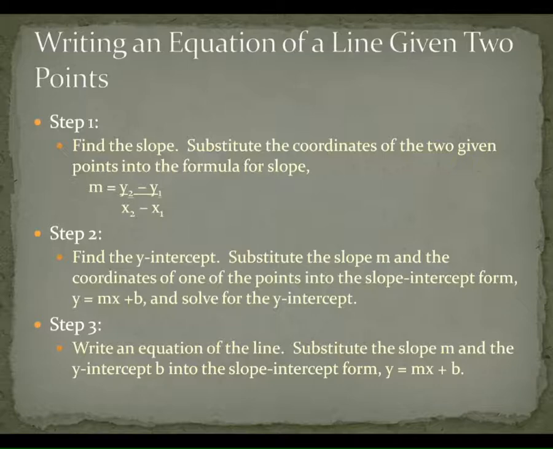In step 2, you find the y-intercept. How you do that is you plug in a y-coordinate, the slope, and the x-coordinate into the equation, and you solve it for b. You're going to find out what b equals. We're going to do some practice with that. In step 3, now that you have the slope and the y-intercept, you just plug them in.